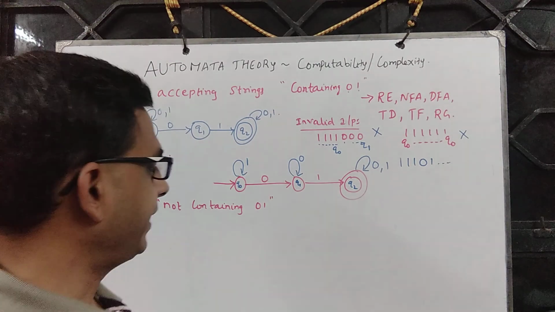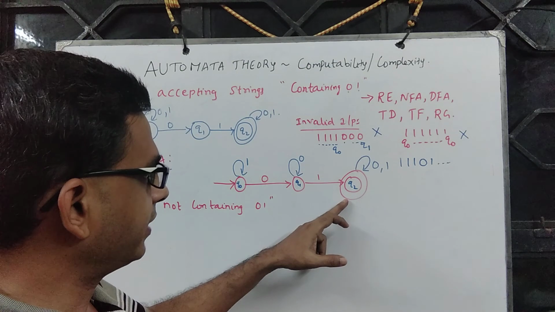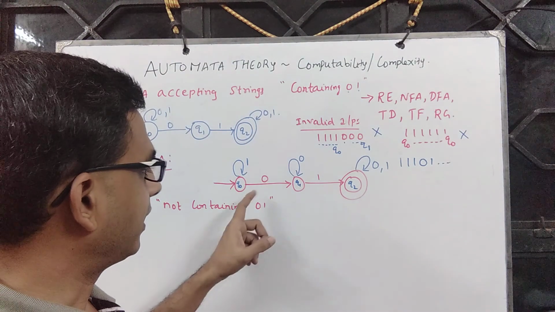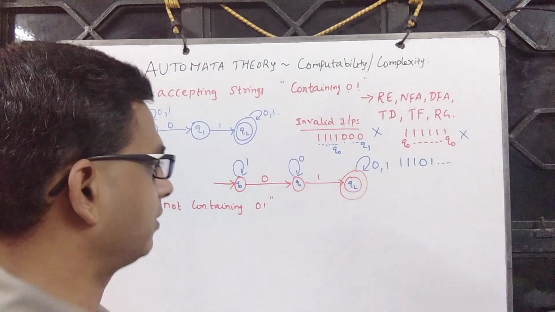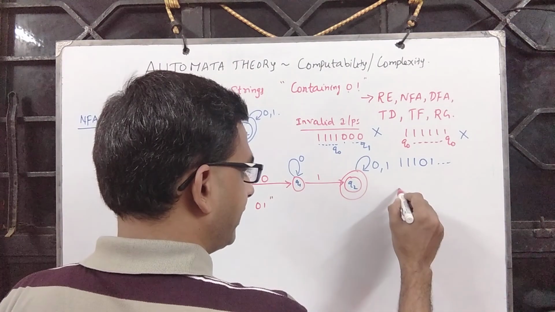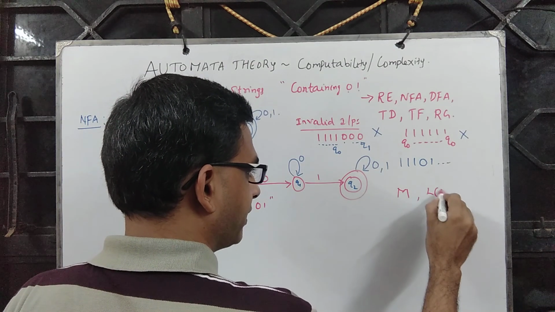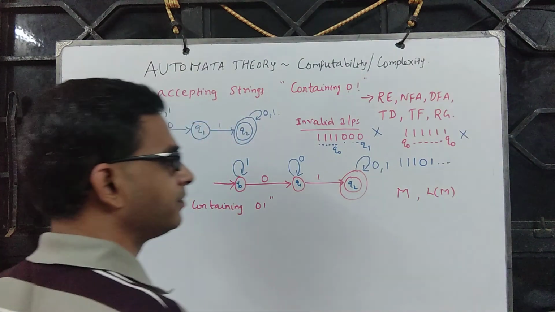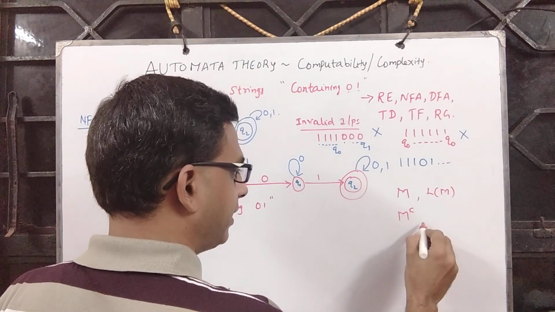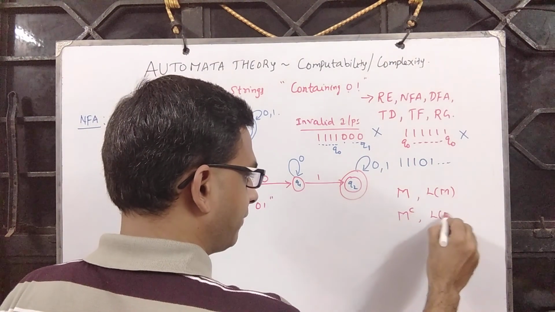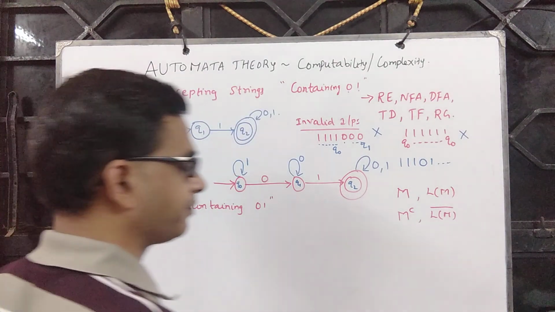So we have designed an automaton which accepts the set of all strings over 0, 1 containing 0, 1. Now we want the complement of that. So we have designed a machine, say M, accepting the language L of M. Now we want to design a machine M complement accepting the language L of M complement.